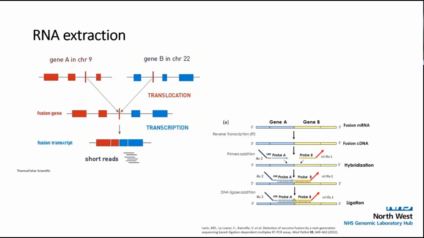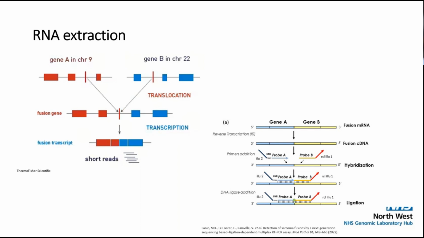I also just wanted to mention RNA extraction. So a lot of the work we do is in DNA, but we also extract RNA. So RNA extraction we use for the detection of structural variations that create fusions. So this is when you get a structural change where two genes in different parts of the genome, often on different chromosomes, will come together in a rearrangement, but then they will be transcribed into a fusion transcript.